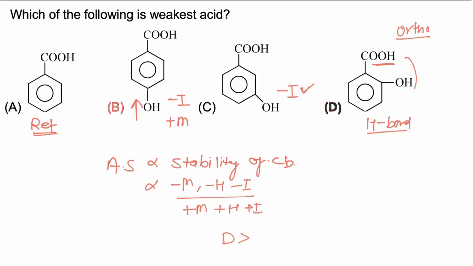After D, C will be more acidic because it will increase acidic strength due to the -I effect. Then reference A, and B is least acidic because of the electron donating behavior of the OH group, and hence the weakest acid is para-hydroxy benzoic acid, and the correct answer is B.